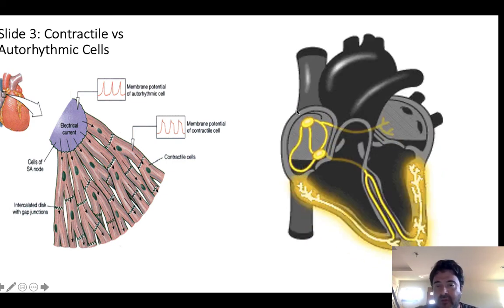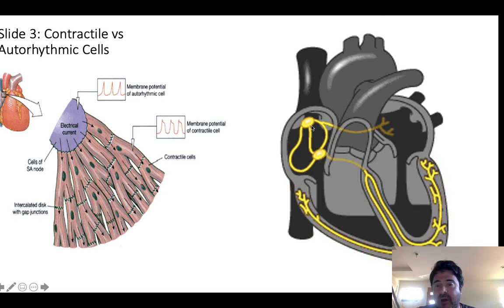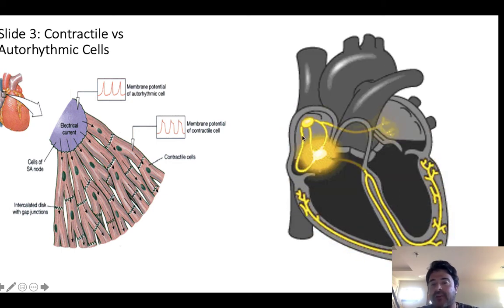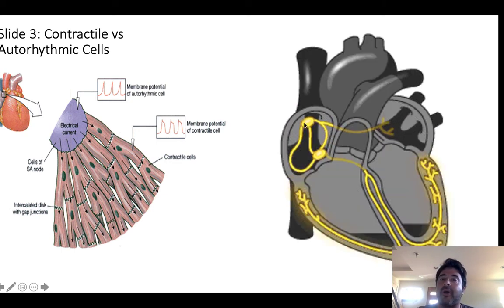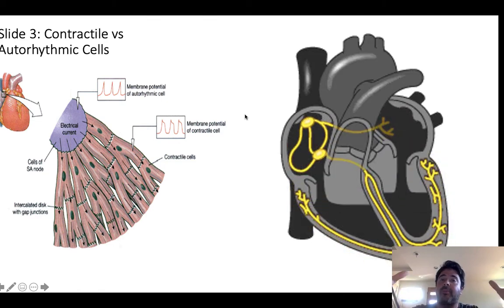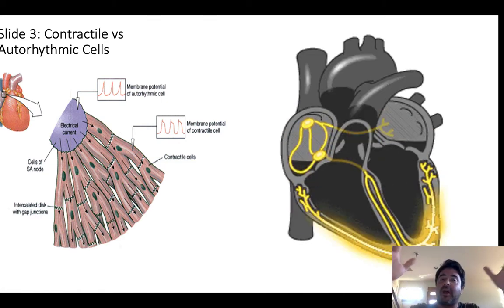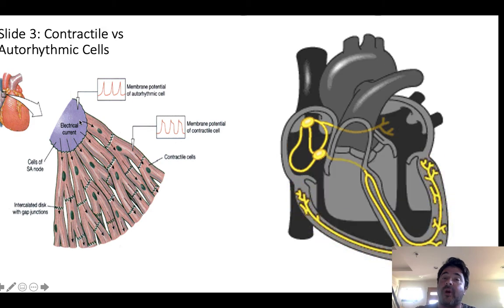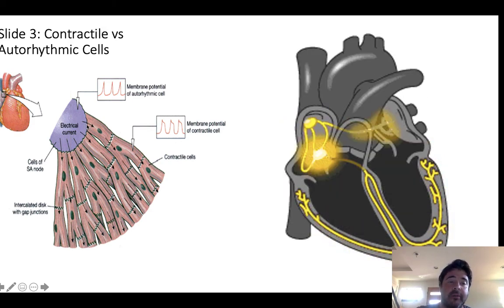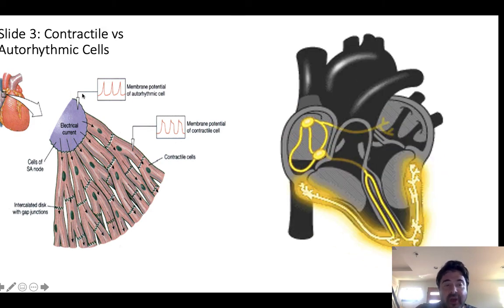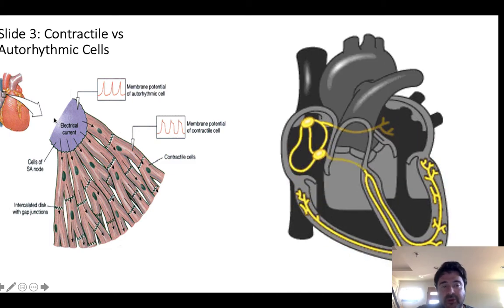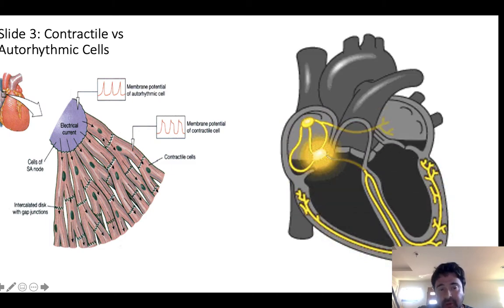So you have the cells of the SA node, and they fire an action potential. As the action potential spreads through the heart, we call that the cardiac impulse. The cardiac impulse is the spread of the electrical activity through the heart, or the sum of the action potentials spreading through the heart.